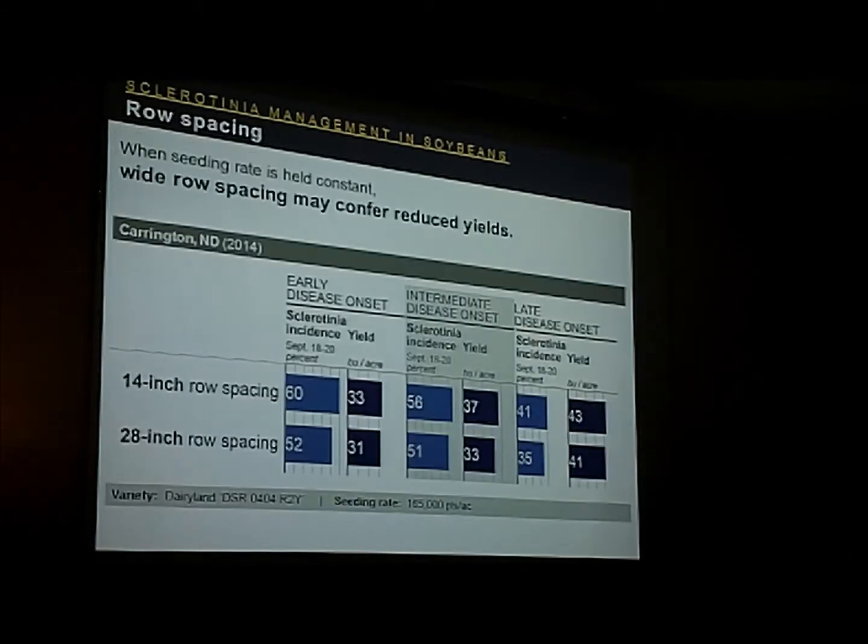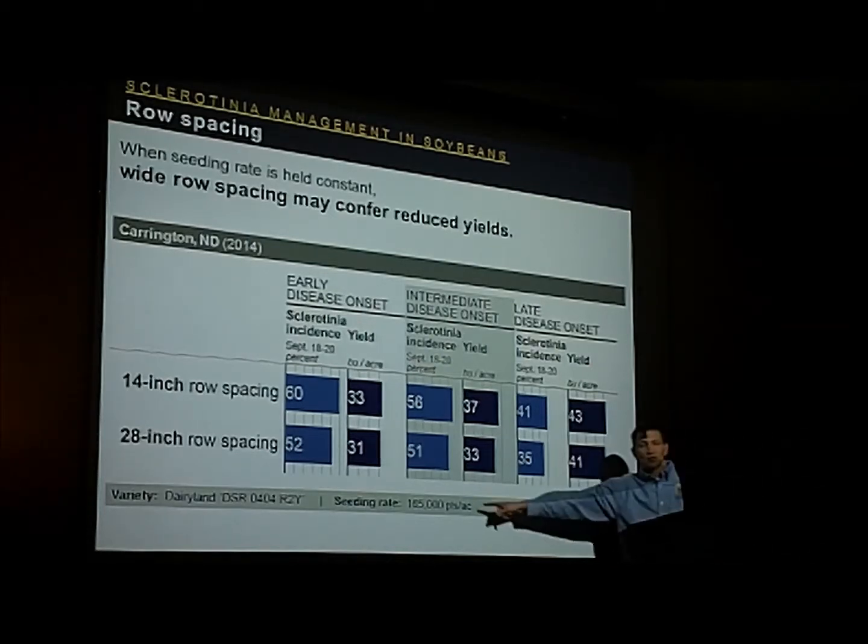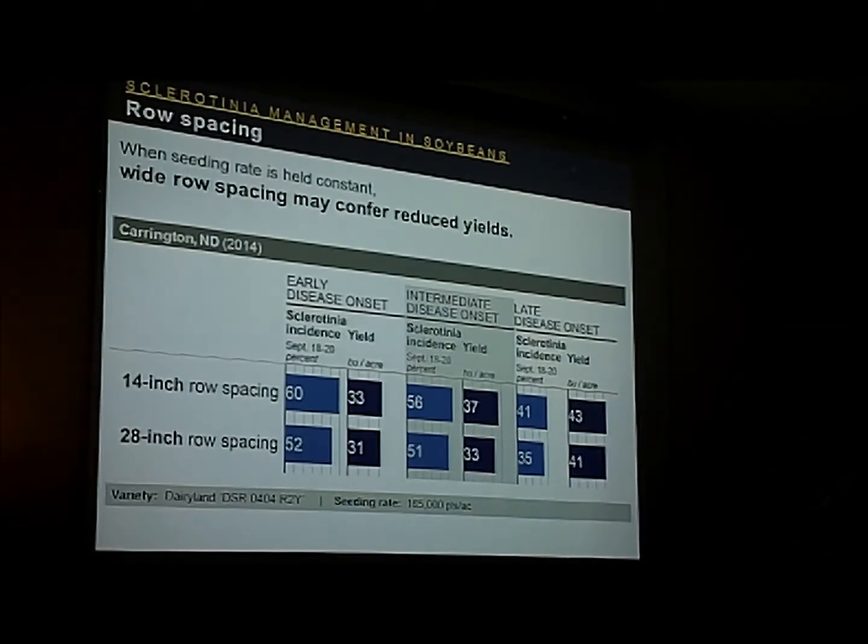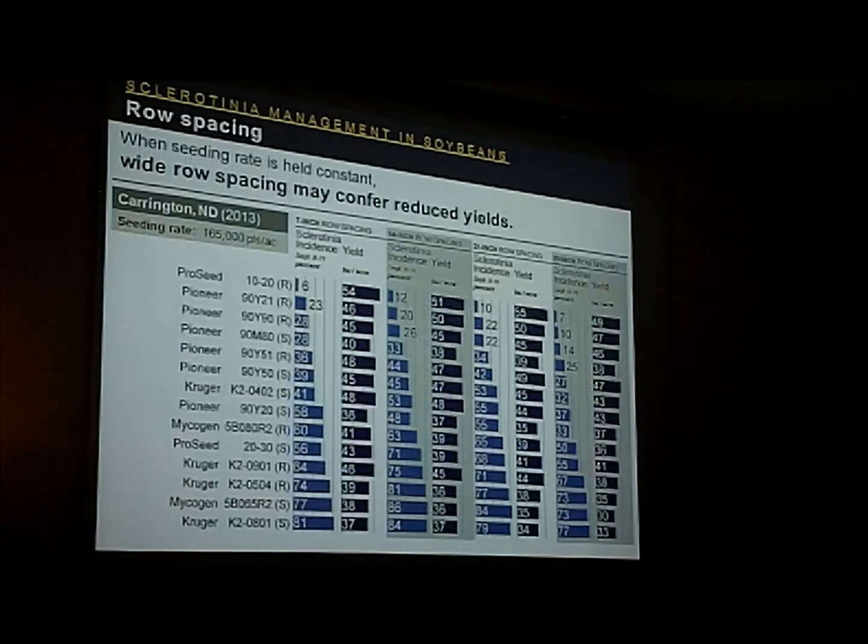Okay, so here are some of our data here. Again, keeping the seeding rate constant. We're seeding at 165,000 pure live seeds an acre for a target plant population of 150,000. Okay, and these are data where we use irrigation to facilitate early, intermediate, or late disease onset. And what you can see right here is that we consistently get higher disease in the narrower rows, but you always have higher yields.